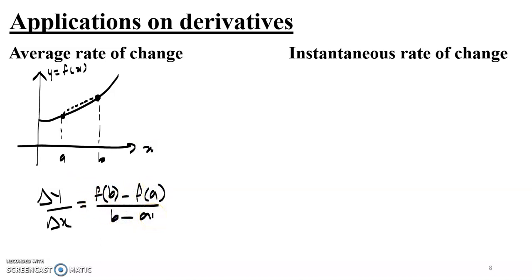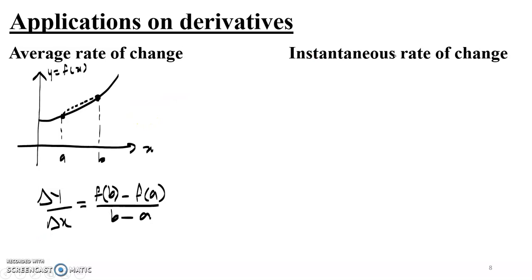So as you can see, the average rate of change happens over a period of time between two given points, and it is the slope of the segment joining these two points on the curve.